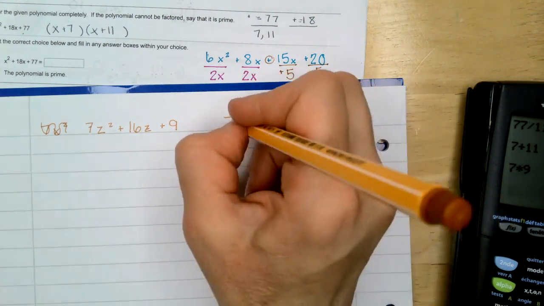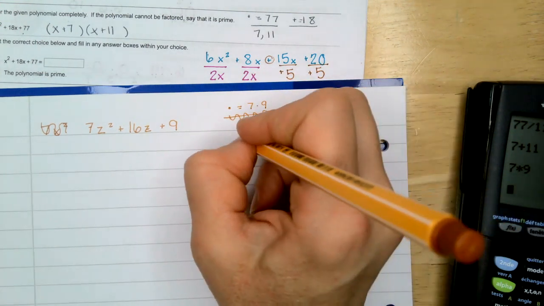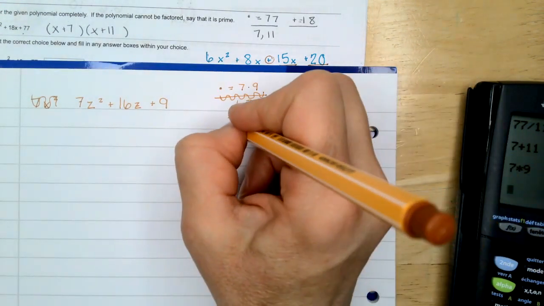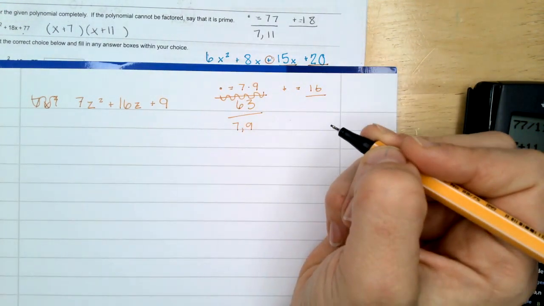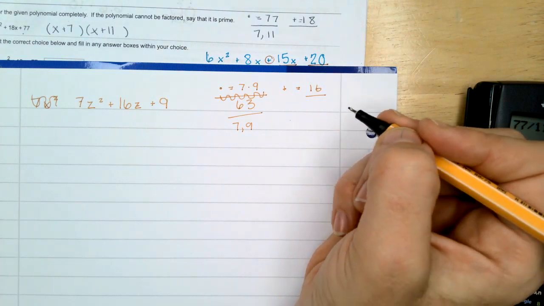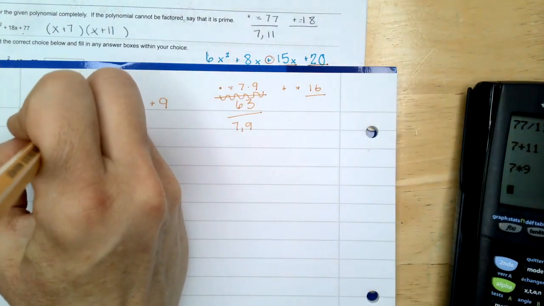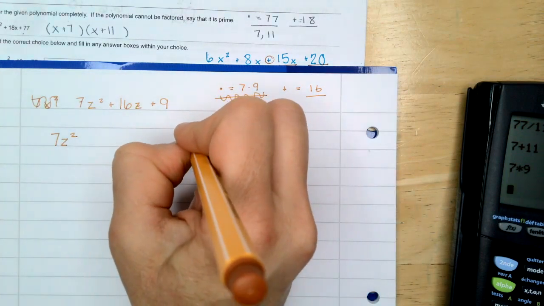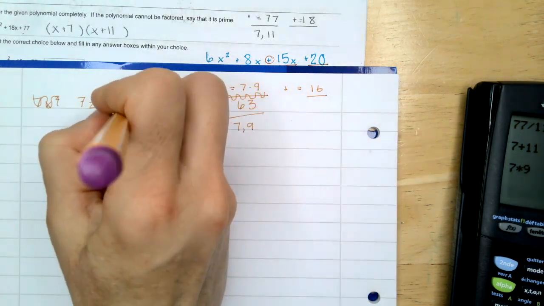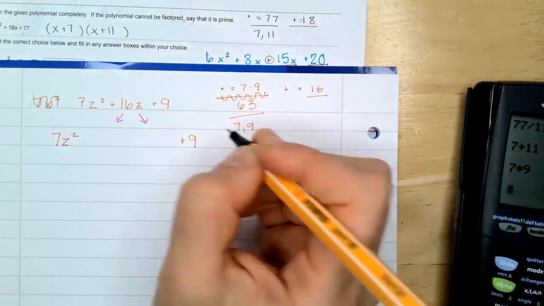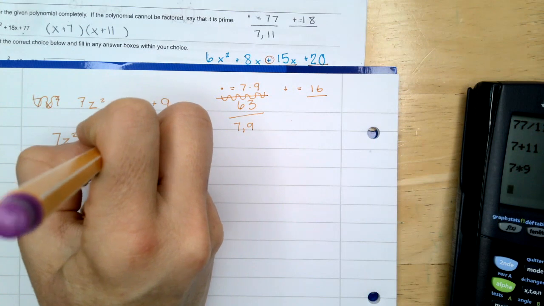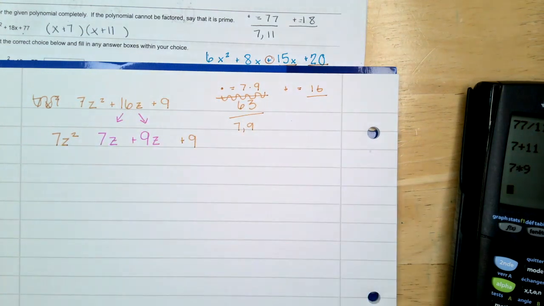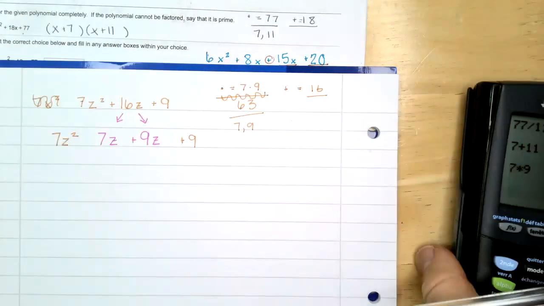This is not how I've been doing this. This is not how I've taught it. Multiply to equal 63, add to equal 16. Well, 7 and 9, right? That works. All right, so now 7z squared and 9 remain, but I'm going to change that 16z to 7z and 9z. Good. Factoring by grouping.